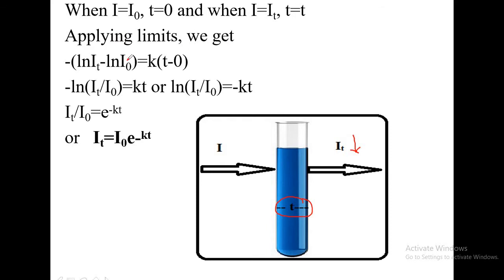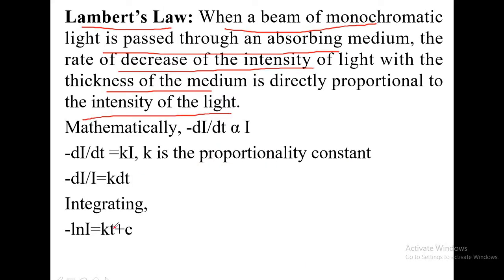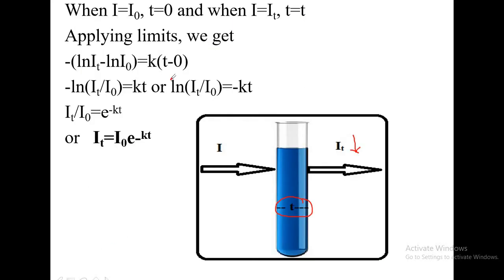Applying these limits, now minus ln, that is ln, first upper limit, that is IT, ln IT minus ln I naught. Because IT is the transmitted light. Transmitted light you are substituting first, minus intensity of the incident light, that is ln I naught, is equal to k constant. Then in the bracket, that is t is there. T upper limit you are applying t only, lower limit is 0. Therefore k into t minus 0.